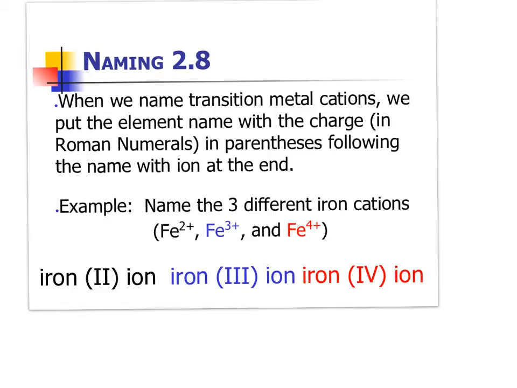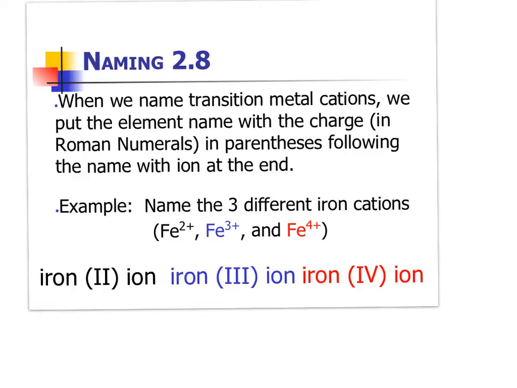So when we name transition metal cations, they all form cations. They're metals, the transition metals, although sometimes periodic tables will call them the transition elements. We name the element, and then put the charge associated with that ion in Roman numerals, in parentheses, with the name of the ion at the end.